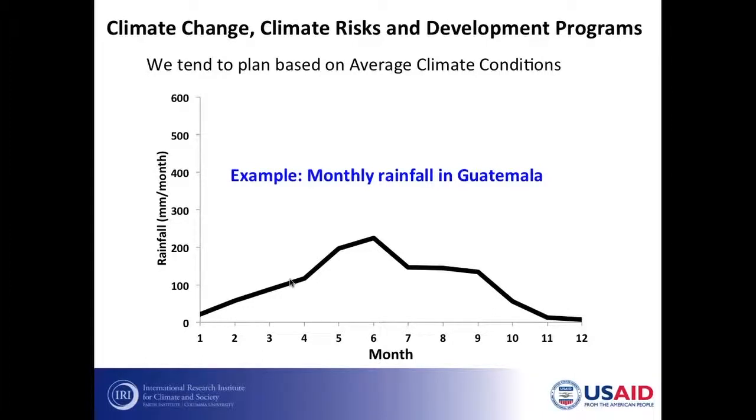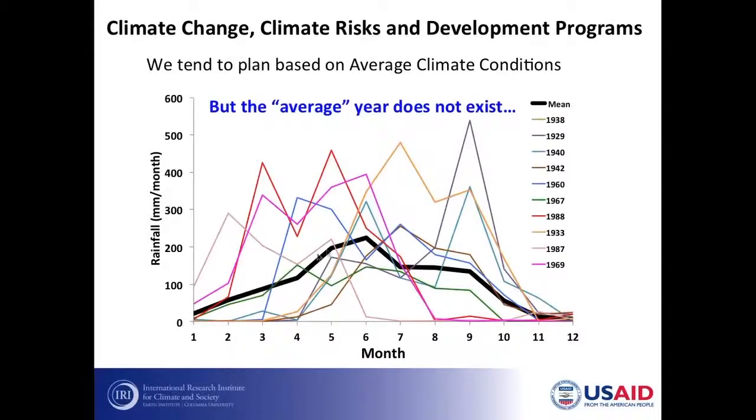Many decisions. Now, an interesting exercise is to take randomly 10 years of this data and plot the observed monthly rainfall of those years that are randomly selected. When you do that, you get this figure. Here, the thick black line is still the long-term average, and the colored lines are the monthly rainfall values for these 10 randomly selected years.